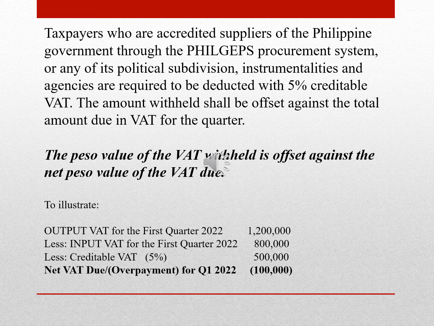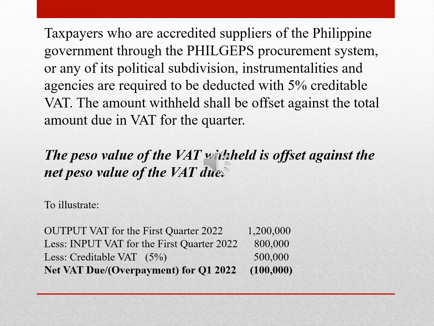So yan. And then less the creditable VAT, then any amount, the difference from your output VAT less your input VAT and creditable VAT will now be the net VAT due if it returns a positive number, and an overpayment for the specific quarter. If, like in this example, your total output VAT is 1.2 million, pero ang nabawas is 1.3 million, then that's an overpayment. What will happen if there's an overpayment? You apply it to the next quarter.